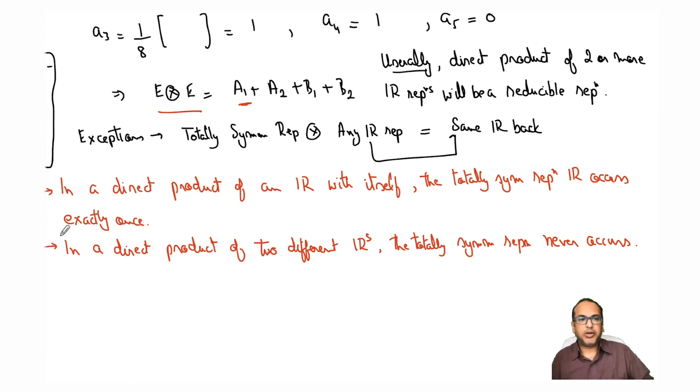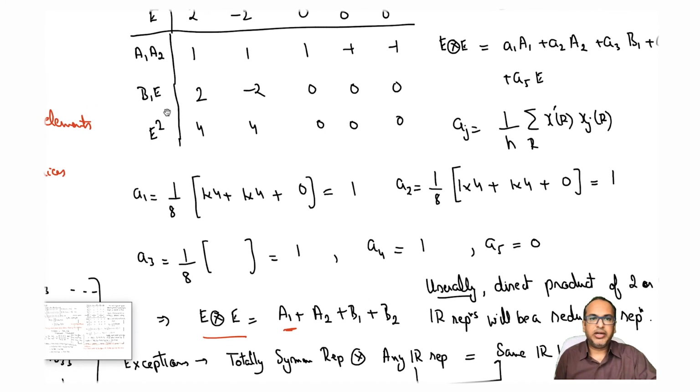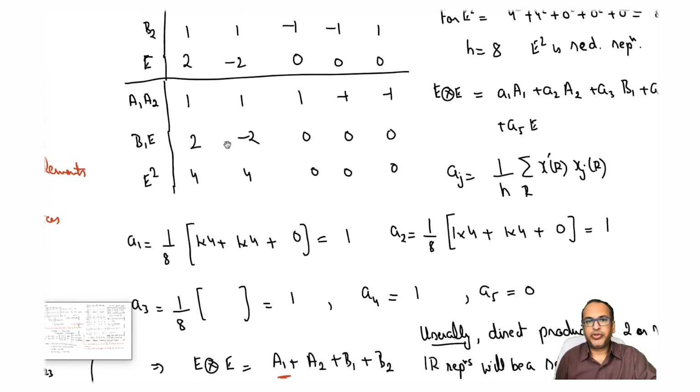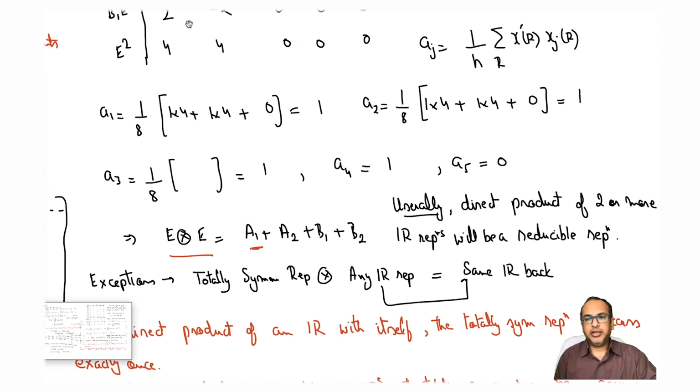So that means in the product above, if we see here, for example, we did this B1E. So B1E, this is the product of two different IR representations. And in this case, B1E is actually equal to only E, right? So there is no other representation. So that means in B1E, this will never occur.